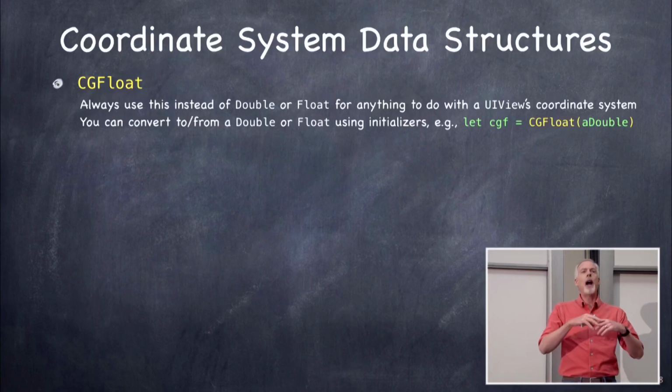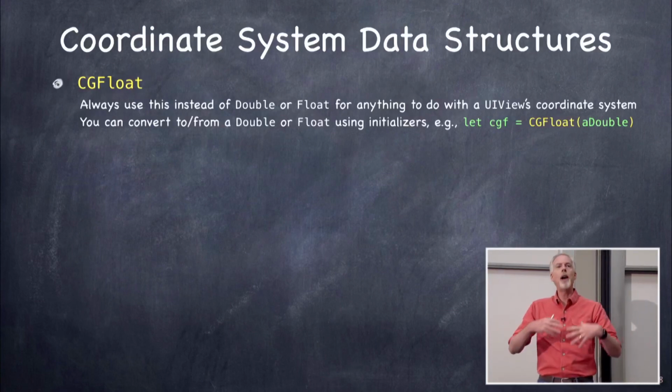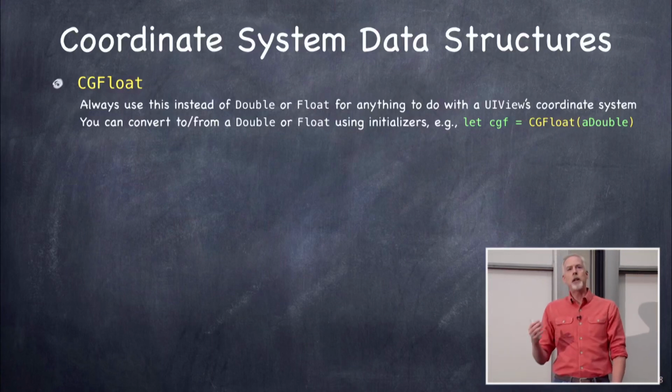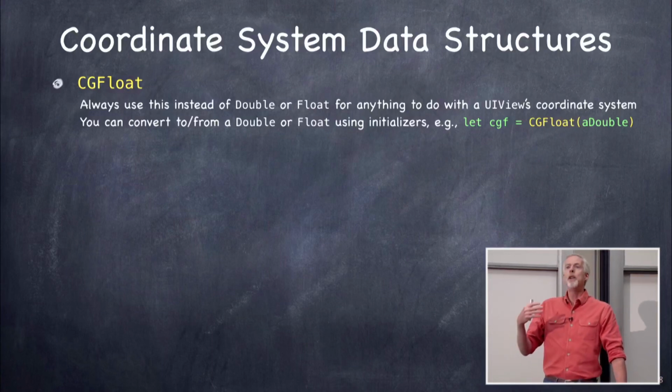All right, now let's talk about how we draw. We have this UIView. Why do we want it? Well, we want to draw. How do we draw? Well, before I can tell you how to draw, we got to talk about some types. Four very important types. They all start with CG, like this one, CGFloat. CG stands for Core Graphics.